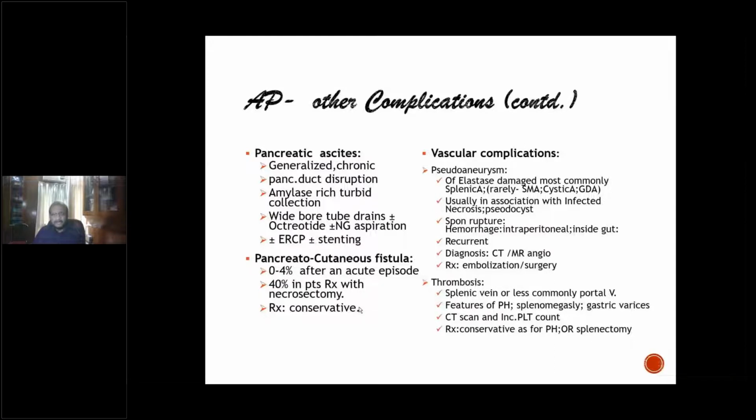If you have pancreatic ascites, as occurs, it's a generalized chronic ascites and usually occurs because of pancreatic duct disruption. An amylase-rich turbid collection will be found. What is required is a wide bore tube drainage with or without octreotide, with or without nasogastric aspiration, with or without ERCP, with or without stenting, depending upon the presentation and the cause of the pancreatic ascites. That's why all these options have been given, right?